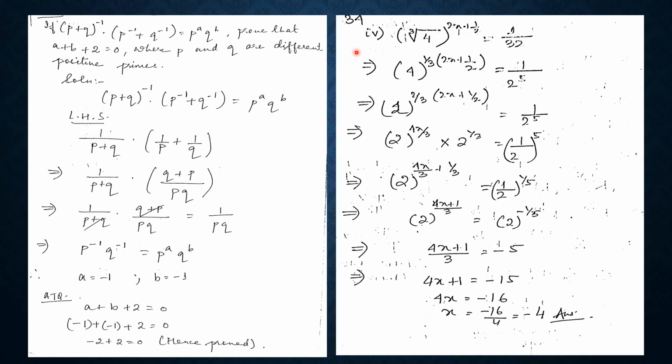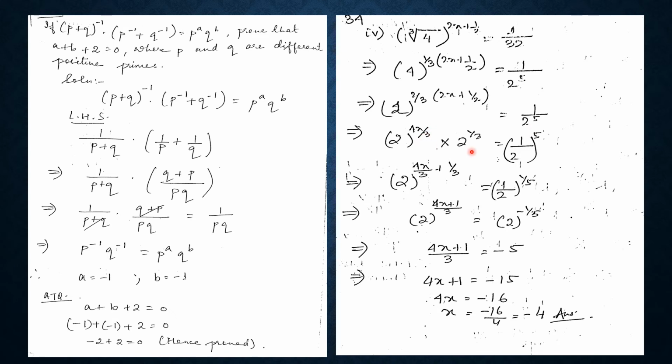Next we have question number 34. Cube root of 4 to the power 2x minus 1 minus 1 by 2 is equal to 1 by 32. So on removing the cube roots, we get 2 to the power 2 by 3 into 2x plus 1 by 2, which is equal to 1 by 2 to the power 5.